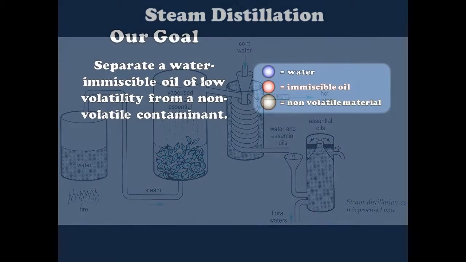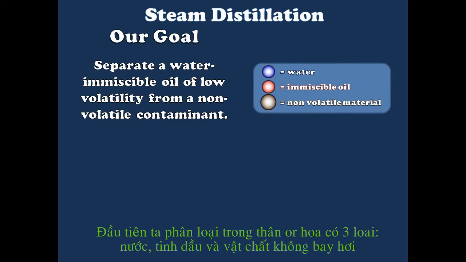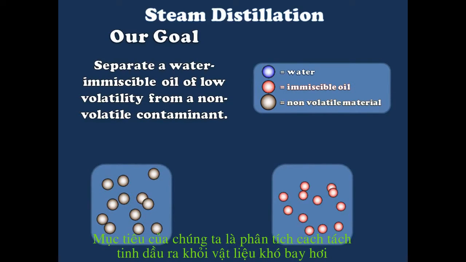And I will just use spheres to represent these compounds, where we'll have blue spheres as water, red spheres as the immiscible oil, and brown spheres as the non-volatile material. So again, our goal in this experiment is to separate the immiscible oil from the non-volatile material. Notice that water is really not relevant to this process at the moment. All we want to do is be sure that we separate our immiscible oil from our non-volatile material. And in the case of steam distillation, water is just going to provide a medium for us to accomplish that goal.